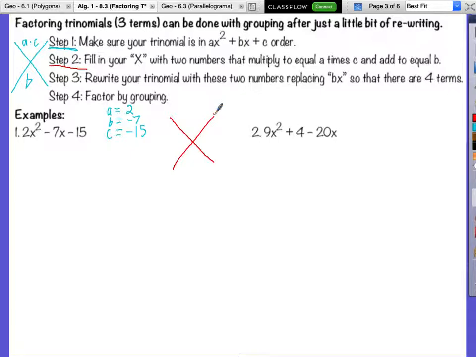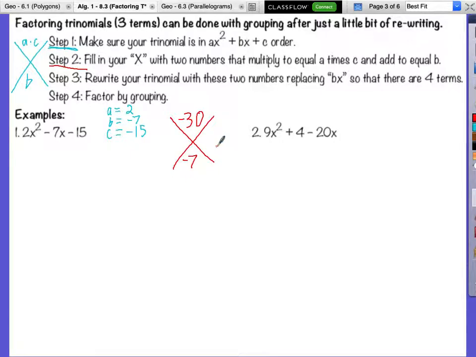So here we said the top's going to be A times C. So what would A times C be? 2 times -15. -30. So that's going to go on our top here. And what do we say is going to go on the bottom? B, in which case this is -7.